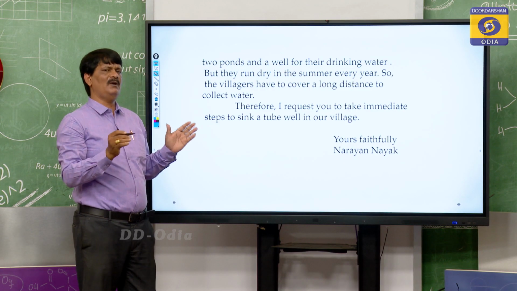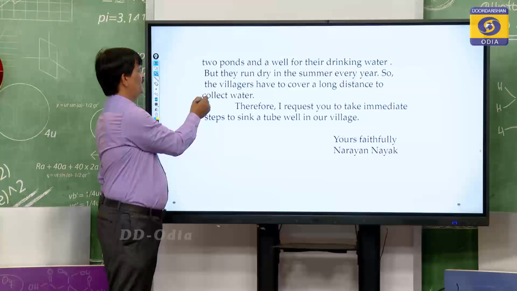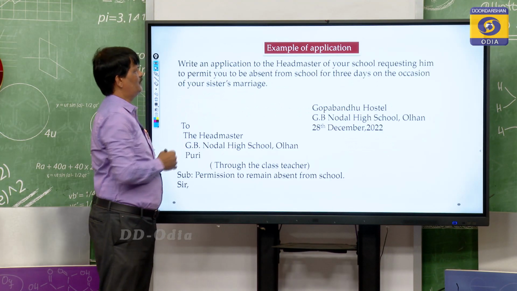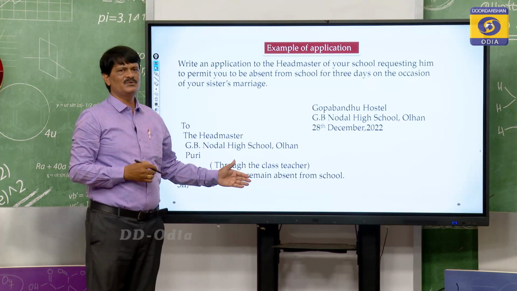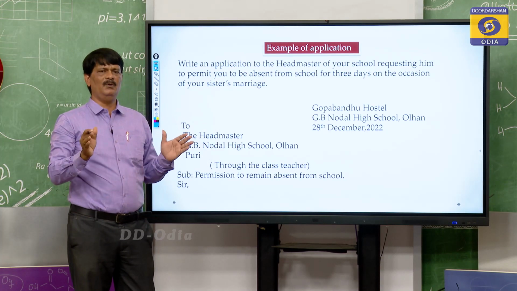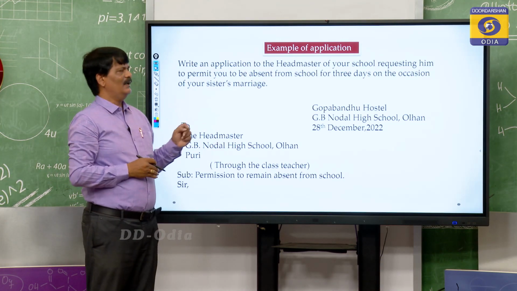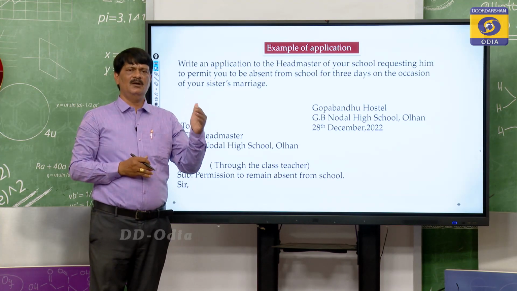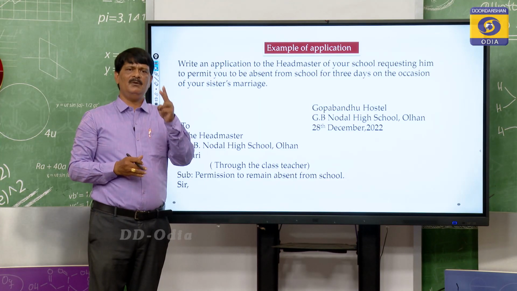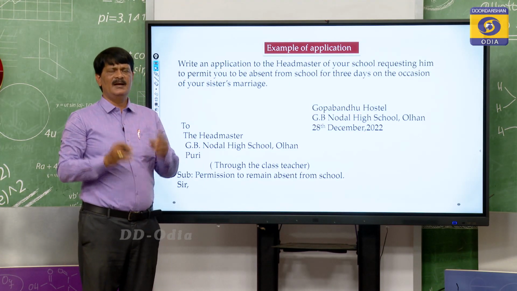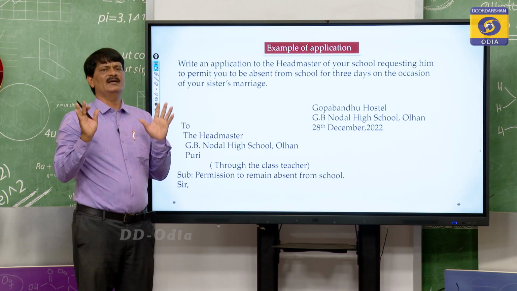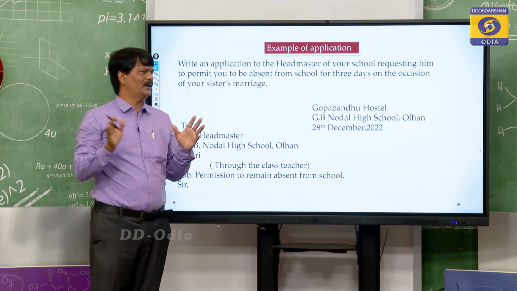Then another example I want to give you, which will be very useful from the examination point of view. Okay. Most of the time, you see, you write the letter or the application to the headmaster. One more example I want to give you: one is for the block development officer, another is for your headmaster. If you practice these 2 applications, definitely you will get one application in the examination. So do not ignore that one.